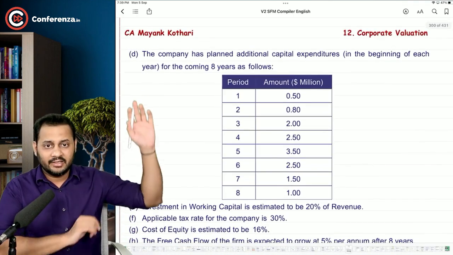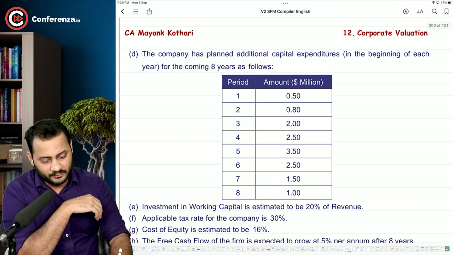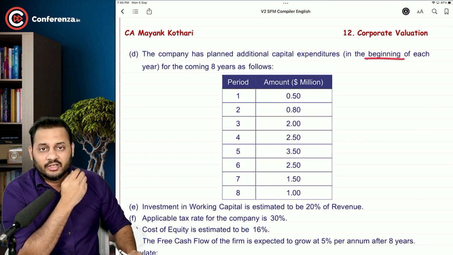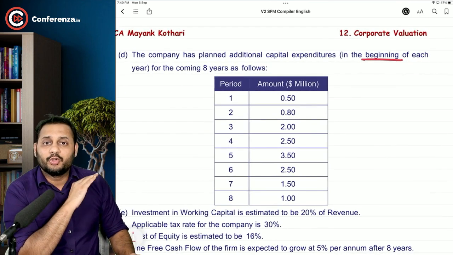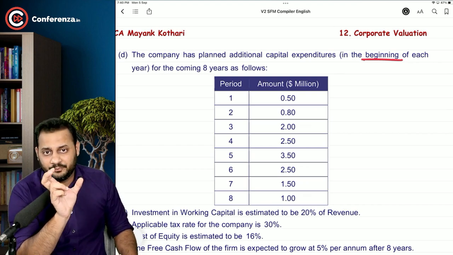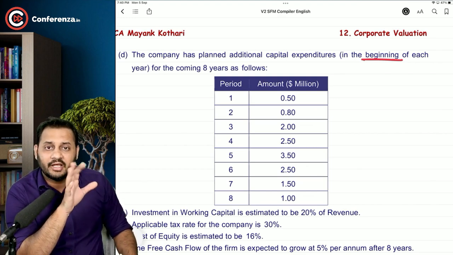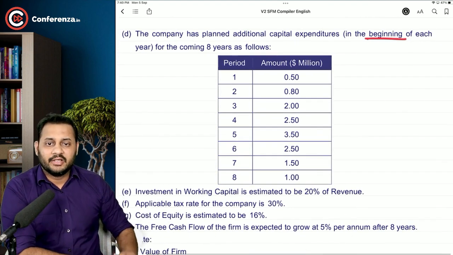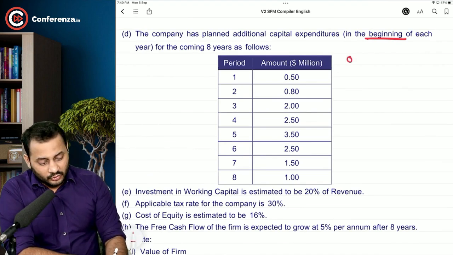The company has planned an additional capital expenditure in the beginning of each year for the coming 8 years as follows. So this will be at the beginning of each year. What does that mean? It means that this capital expenditure is subject to 100% depreciation, like it is used for the entire year, and in the income tax also, we can calculate the depreciation entirely on this. So for the coming 8 years, it is like this. You are going to make a proper working of the fixed assets, having an opening balance. Then you will add capex.